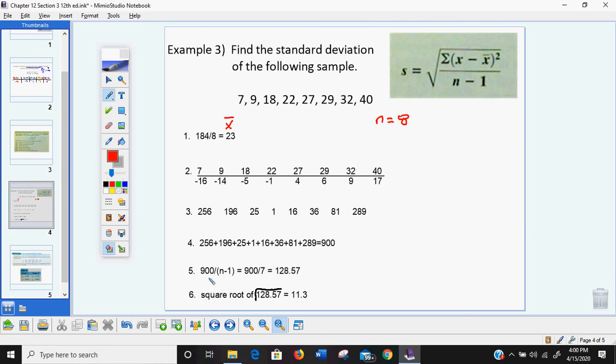So I'm going to go down here and I'm going to take 900 and divide it by 8 minus 1, which is 7. 900 divided by 7 is 128.57. Now the last step, you take the square root of that number. Plug it in a calculator. Square root of 128.57 is 11.3. So what they want to see is this 11.3. That would be your standard deviation.